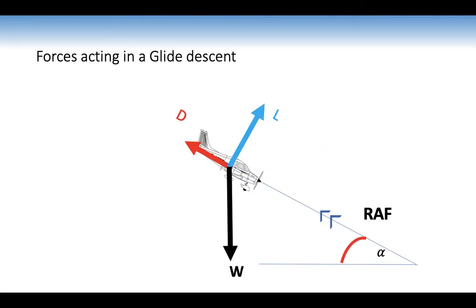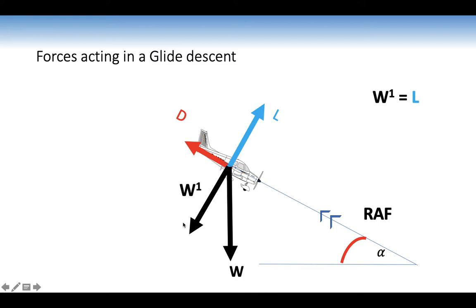So forces acting in a glide descent. So we've got lift, which is perpendicular to our flight path. We've got a flight path over here. We've got no thrust since we're in a glide descent. We've got drag, and then we've got the component of weight, which acts towards the center of gravity. So we've got another component of weight to balance out lift, so we call that weight 1. So weight 1 equals lift.